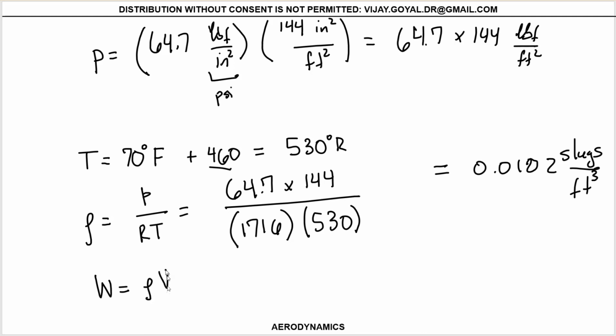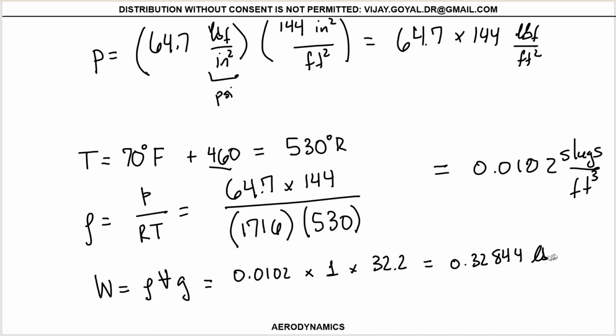Okay, so then from here, I find that my weight is rho times volume times g, which is equal to 0.0102, and the volume is 1, gravitational constant 32.2, and that would give you 0.32844 pound force.